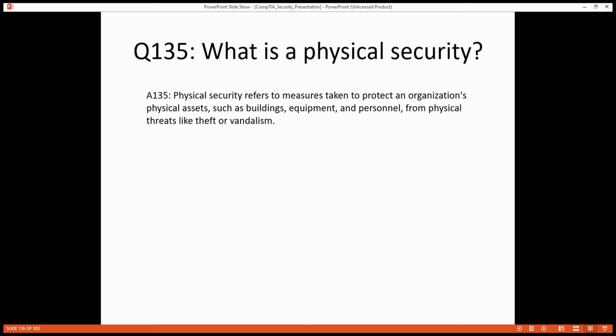Q135. What is physical security? A135. Physical security refers to measures taken to protect an organization's physical assets, such as buildings, equipment, and personnel, from physical threats like theft or vandalism.